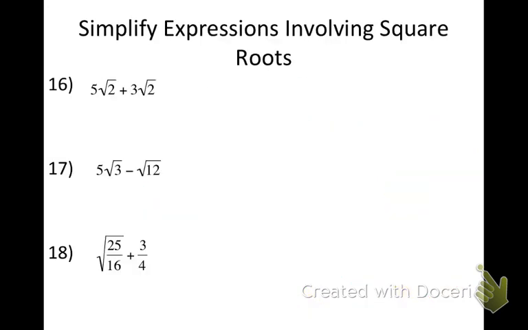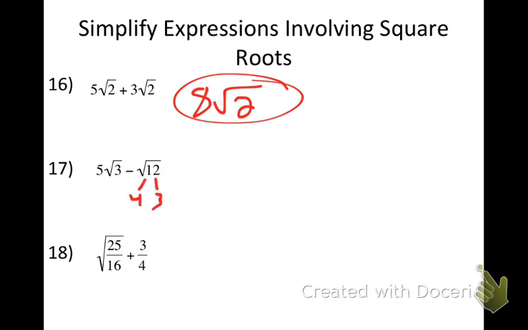Take a couple seconds to try these 3. 18 is a little bit tougher. See if you can do that one. Number 16. McCoolidge, what'd you get? That is 8 square root of 2. Nice job. 17. I got breakdown square root 12. How's that breakdown, Jake O'Connor? It's 4, 3. So that's 4 and 3. And what's the square root of 4? 2. So really that's 2 square root of 3. And I subtract that. What do I get, Jake? 3 square root of 3.